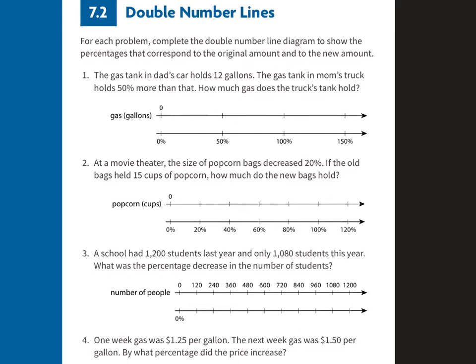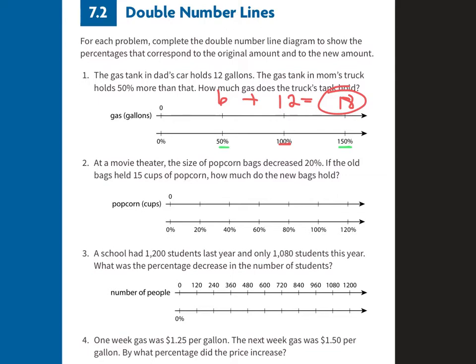So, the percentage we always start with is 100%. So, it says the gas tank in Dad's car holds 12 gallons. Well, that means 100% is 12 gallons. Okay, I need to figure out 50% more, so I need to find what 150% is going to be. So if we think of 50%, what's half of 12? Well, half of 12 is 6. So to get 50 plus 100 is 150, so 6 plus 12 gives me 18. And that's my answer. So the truck tank holds 18 gallons.